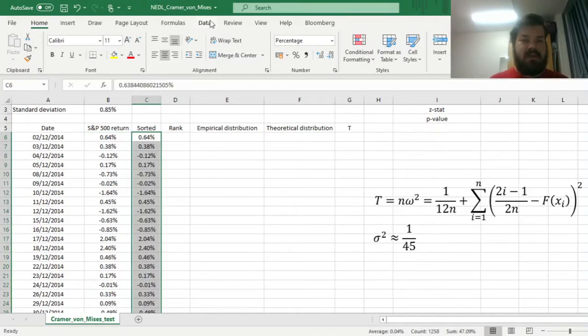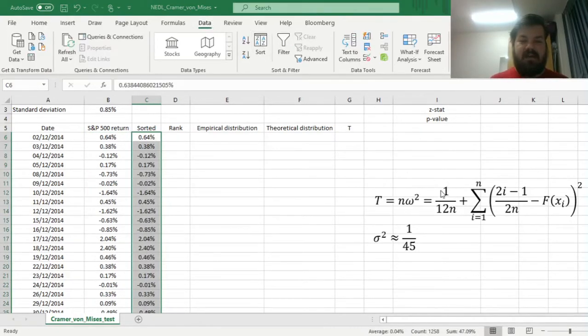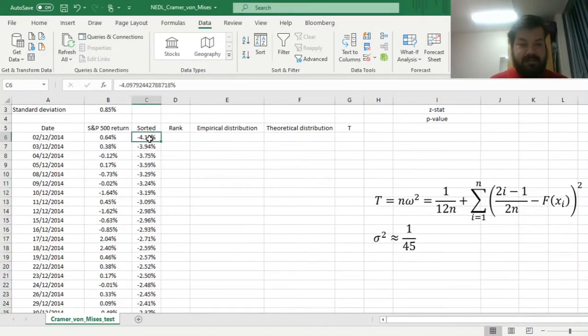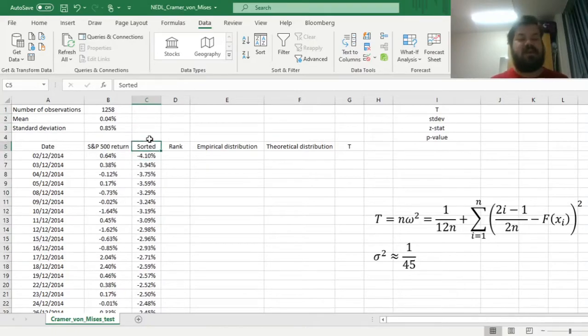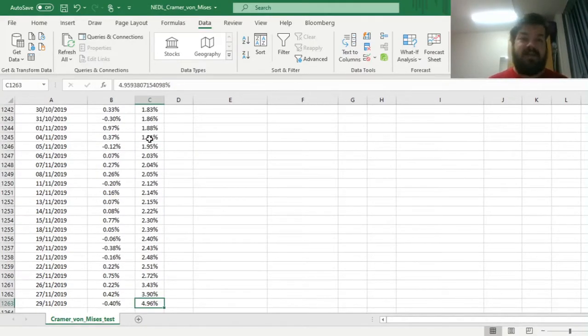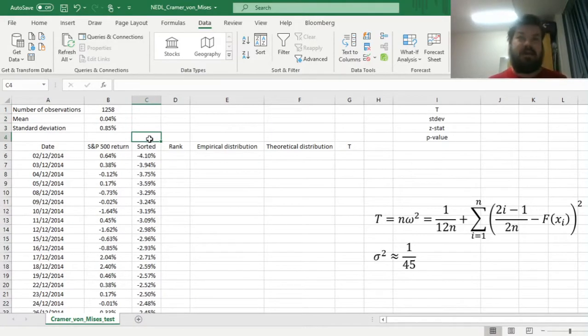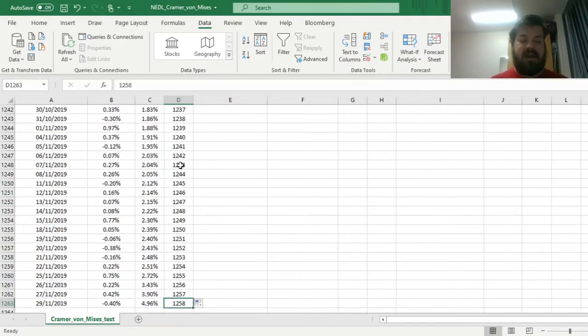And then we need to use the data sort tab and sort them from smallest to largest. So here we see that the smallest return is less than minus 4%, and the largest return is almost plus 5%, all good, all as usual. Now we need to assign ranks to these observations, and given that they are sorted from smallest to largest, the smallest has the rank of 1, the next has a rank of 2, and then we can just bottom right click it all the way down to get ranks from 1 to 1,258.